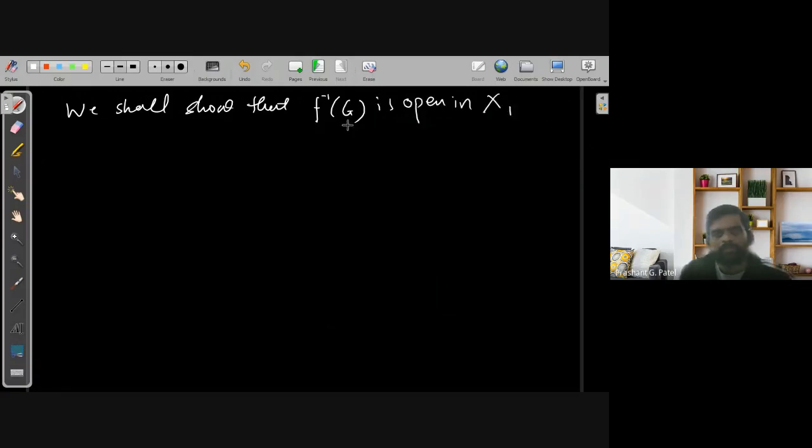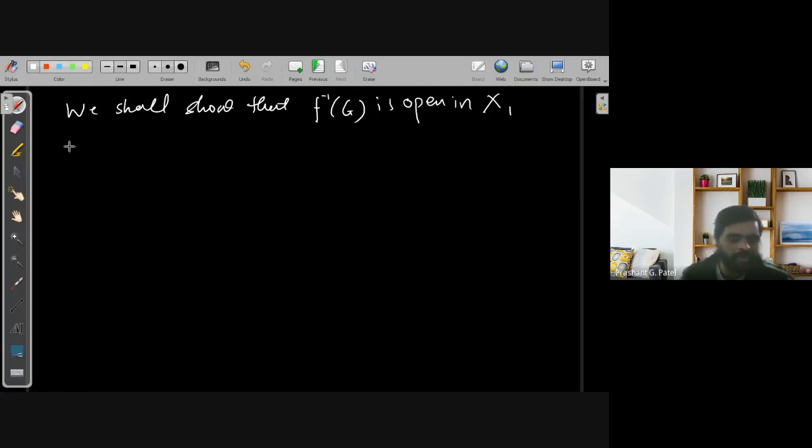We shall show that f inverse of G is open in X1. Whenever you have to prove something is open, you have to start as per the definition: for every point in this set, there exists some neighborhood of that point which is contained inside this set. So that is the definition of an open set.